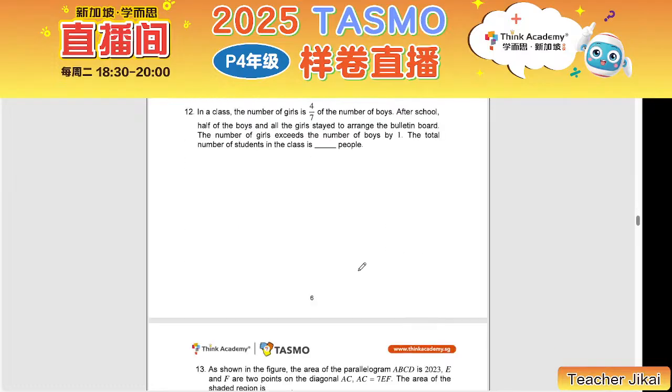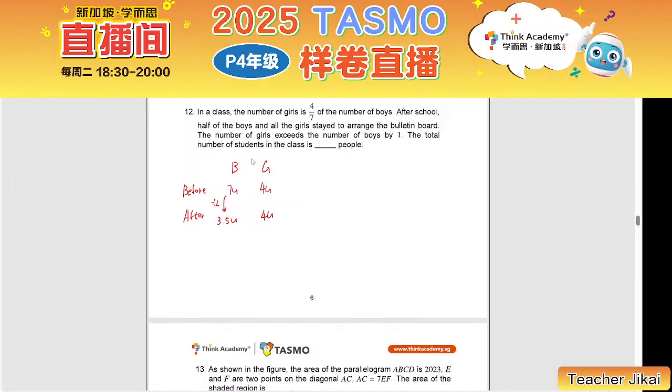Okay. Question 12 is a ratio problem. So here we have boys and girls. Before, we know the number of girls is 4/7 of the number of boys. So we can set the boys here as 7 units, girls here as 4 units. Then after it, we know half of the boys have already gone. So it is divided by 2, right? So the boys left is 3.5 units, and the girls are still here.